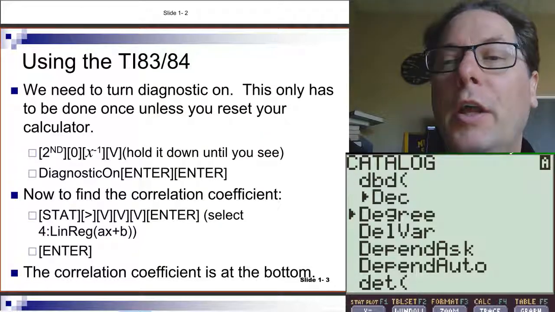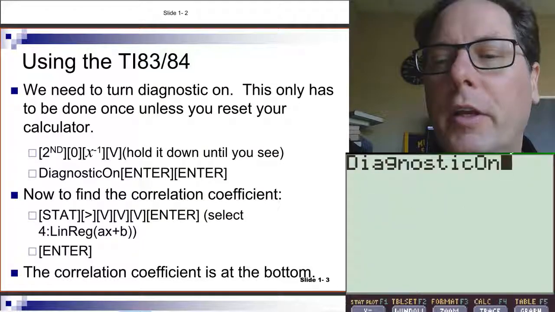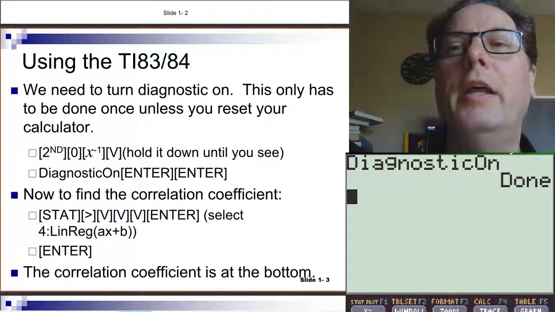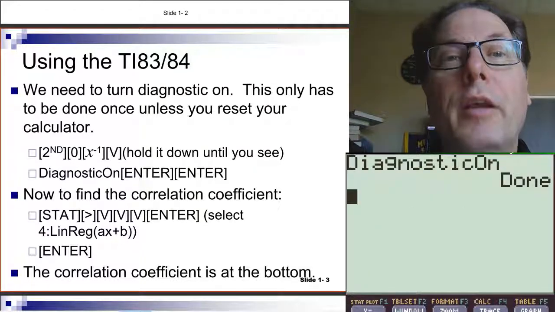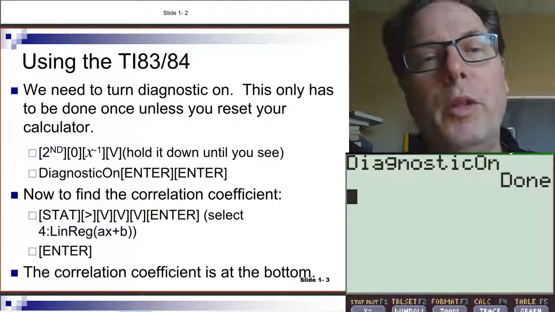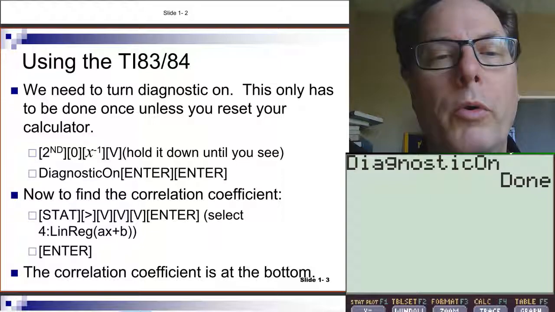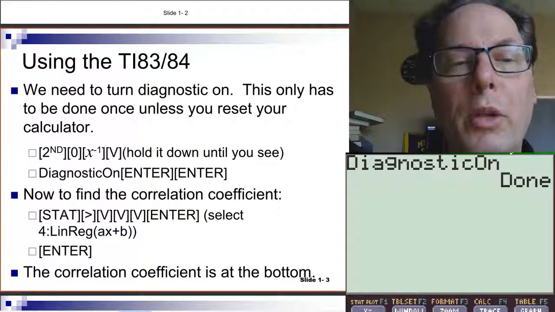And then you gotta scroll down. There's just no quick way of getting there. And you find diagnostic on. You hit enter. And you hit enter again, and your diagnostic is on. So that's the very first step as far as correlation is concerned. Then the rest of it is what we learned in the previous video on 1.4b about doing linear regression.